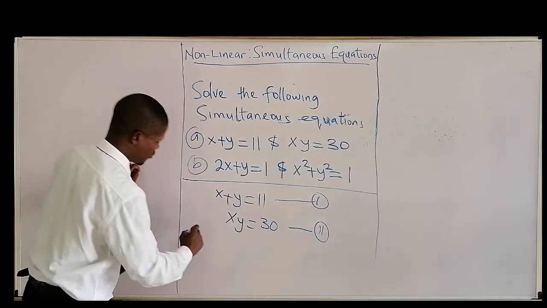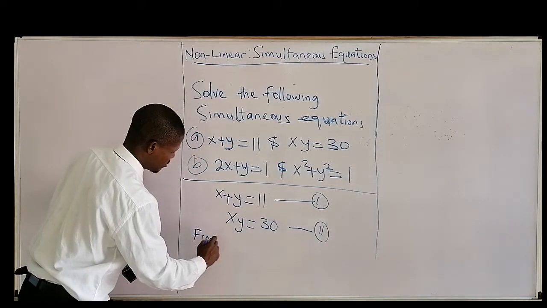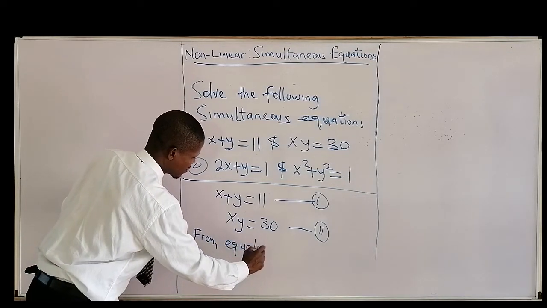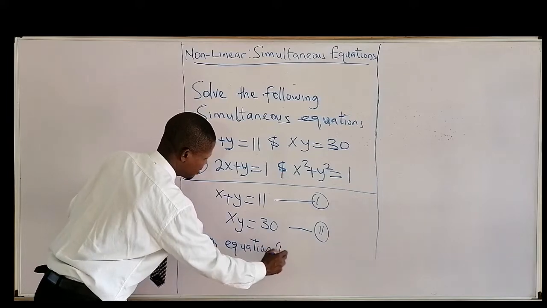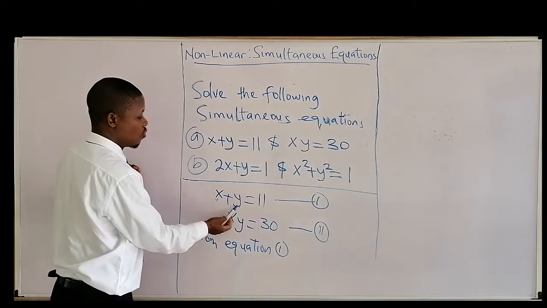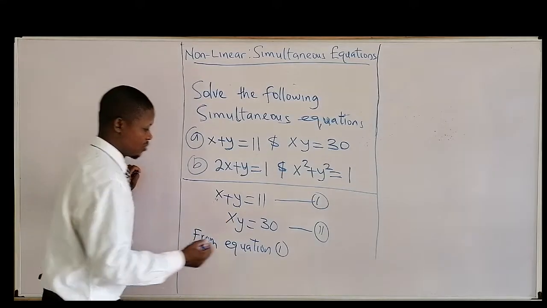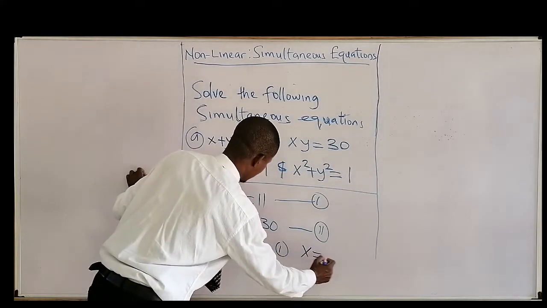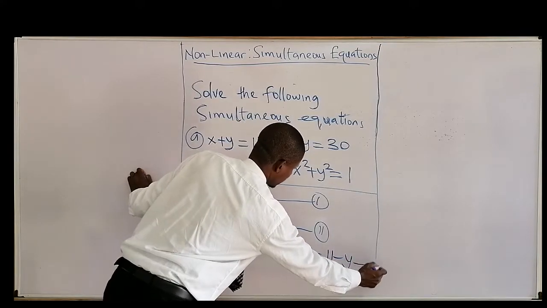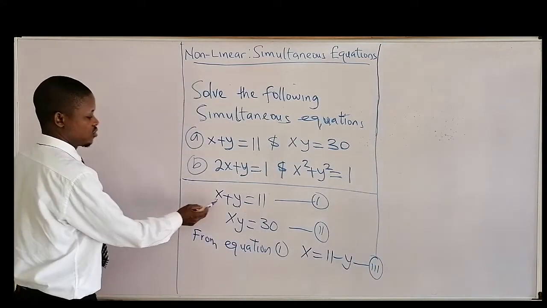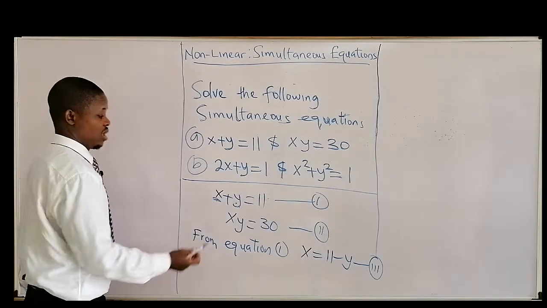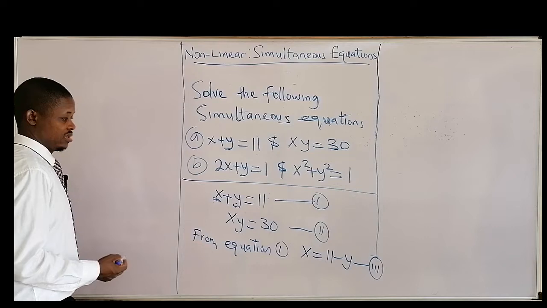From equation 1, it's a linear equation, so we can decide to make x the subject or y the subject. I'll go for making x the subject, and that'll be 11 minus y. Call this one equation 3. This one goes to the other side, and you can as well make y the subject.